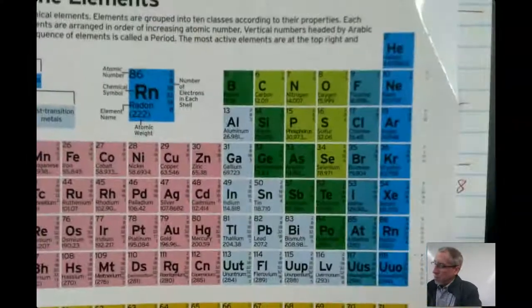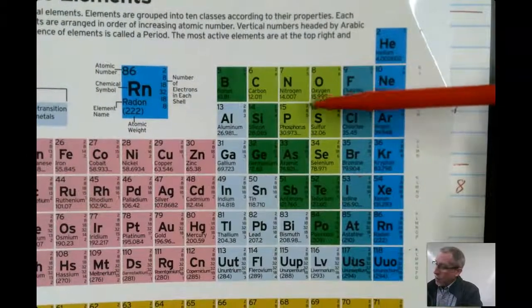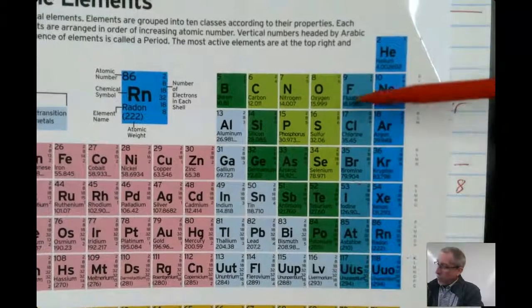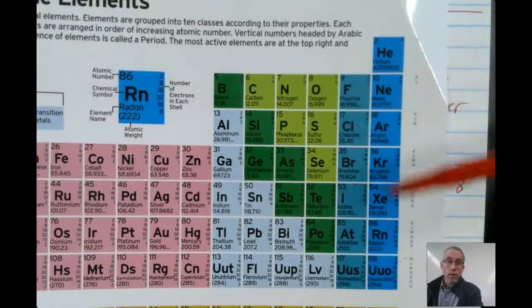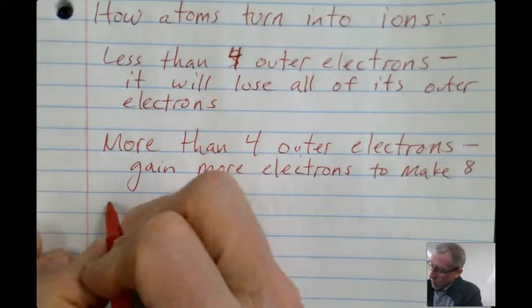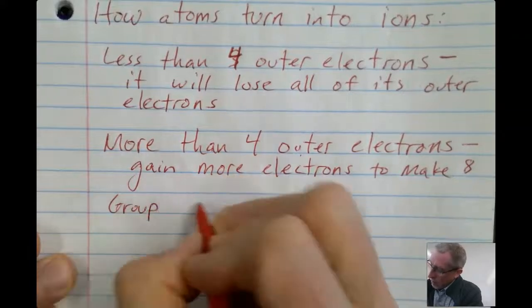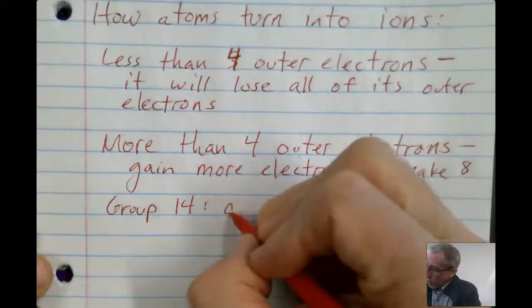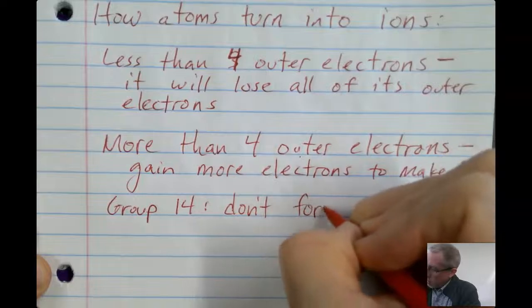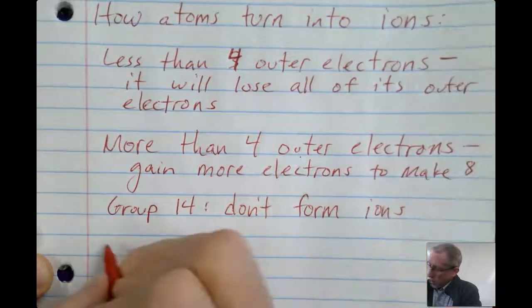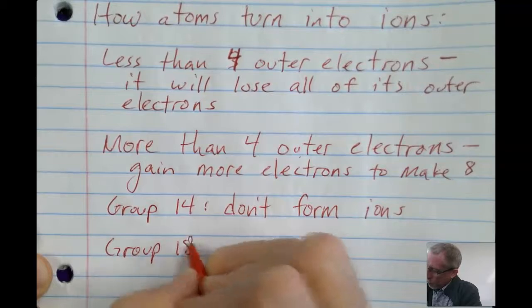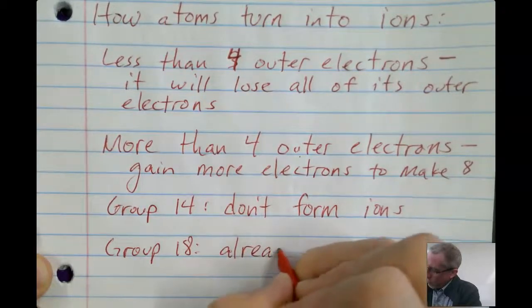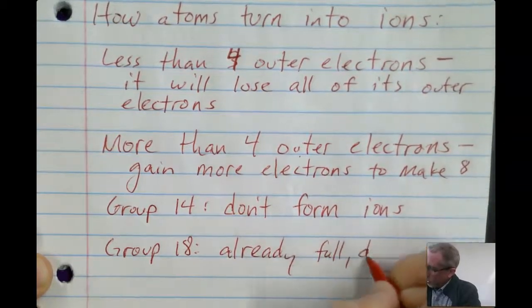However many they are short of 8, they're just going to gain that many. So those in group 15, they have 5 outer electrons. They're going to gain 3 more. If you're over here in group 17, where there's 7 outer electrons, they're going to gain 1 more. Okay? And group 14, those are the ones with exactly 4. It's not very easy to lose 4, nor is it easy to gain 4. They don't form ions. And also group 18, they're already full. And so they don't form ions.